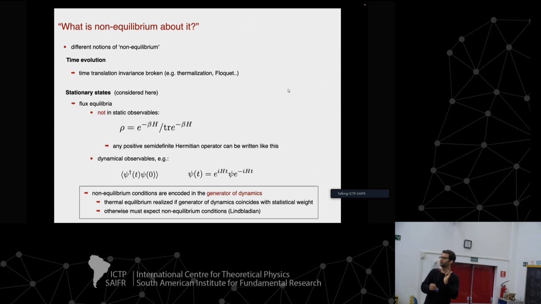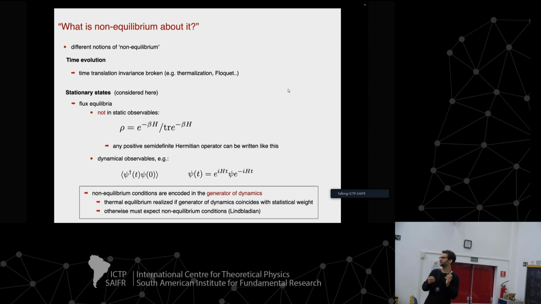And you see that the moment you look at dynamical observables, not static observables. For example, a correlator like psi dagger of t compared to psi at t equals 0. In this moment, when you look at two points in time, you will see what actually generates the evolution of psi of t. And only if this generator is a Hamiltonian operator will the system be in thermodynamic equilibrium. Anything else, like if you imagine this is a Lindblad generator that acts on this psi, will automatically push you out of equilibrium.